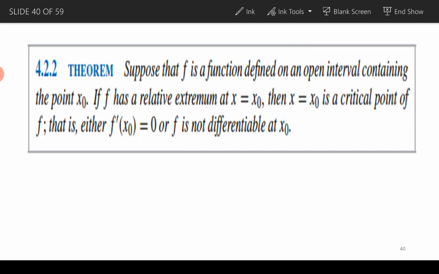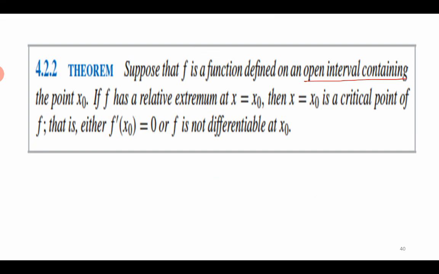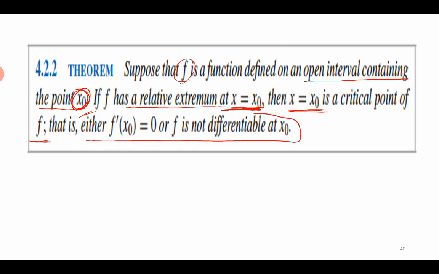This definition: suppose that a function f is defined in an open interval at this point. The function should be defined at this point. And if there is a relative extremum at this point x, then this point is called a critical point. That is, relative extrema occur at the critical points. Critical points are those points at which the first derivative does not exist. If it exists, it is 0.